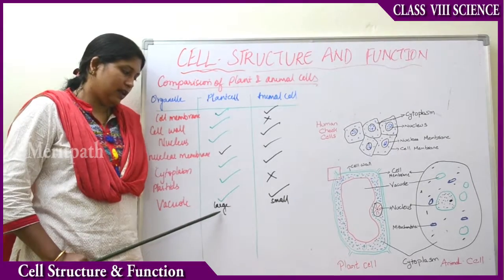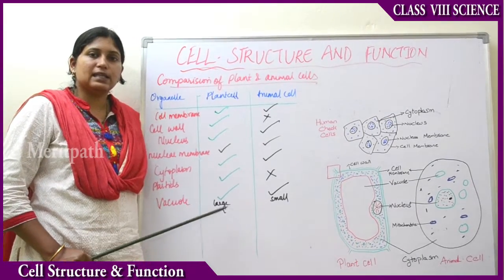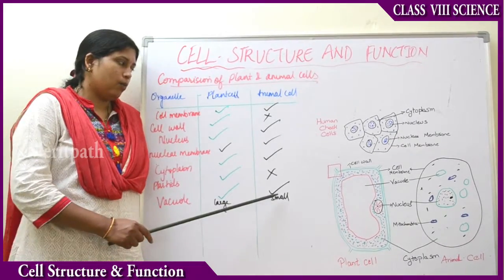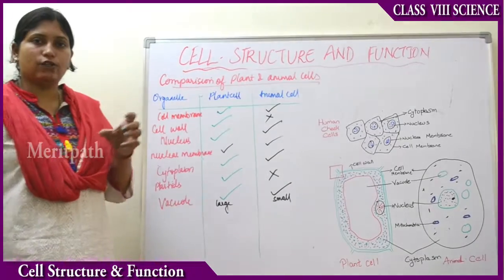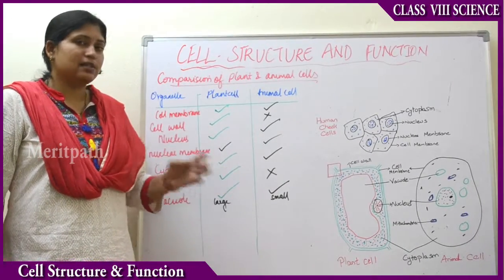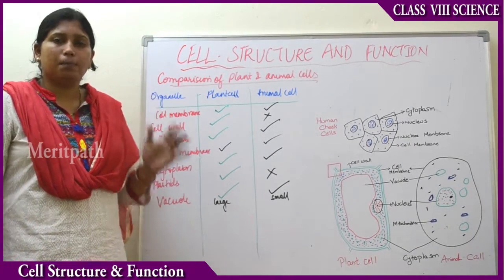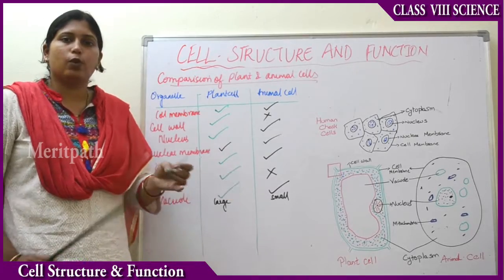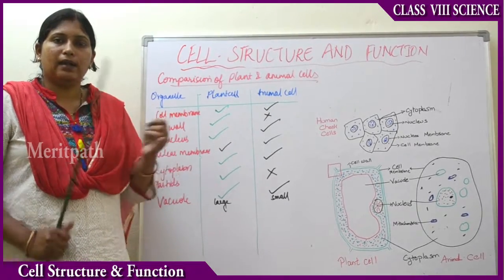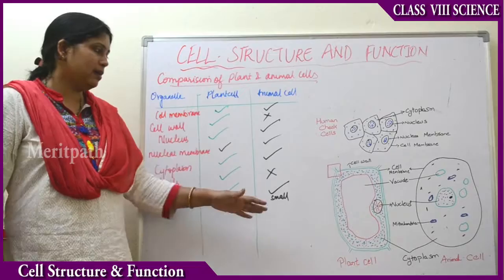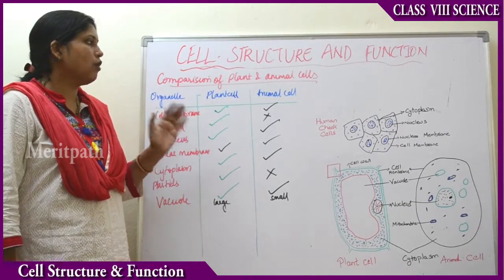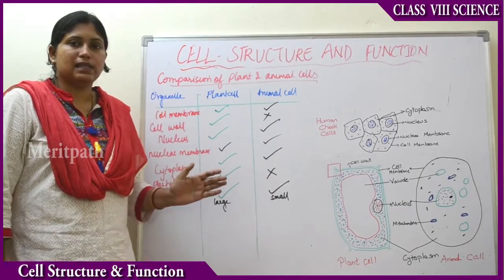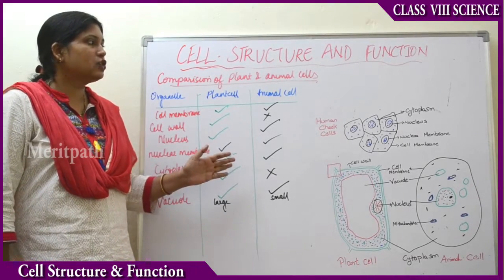So they are of very large size in plant cells, whereas vacuoles are also present in animal cells, but the size of vacuoles in animal cells is small. So plant and animal cells both have vacuoles, but plant cells have big vacuoles and animal cells have small vacuoles. These are some of the differences between plant and animal cells, and thereby we complete this chapter.